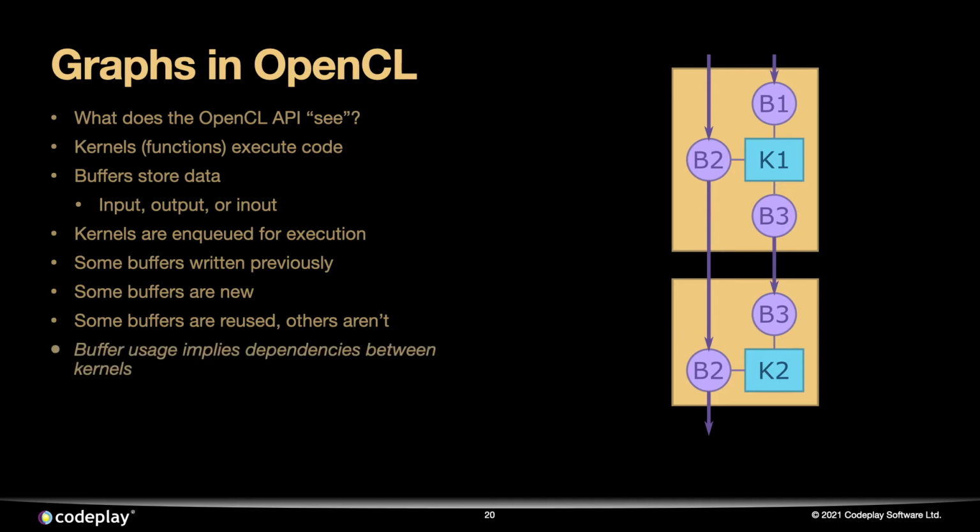So this takes us to a key observation: the way buffers are used inside OpenCL implies data dependencies between kernels. And this is what a graph looks like as far as the OpenCL API is concerned. So I'll say a few more things about graphs in OpenCL.